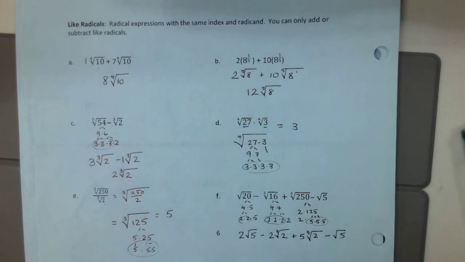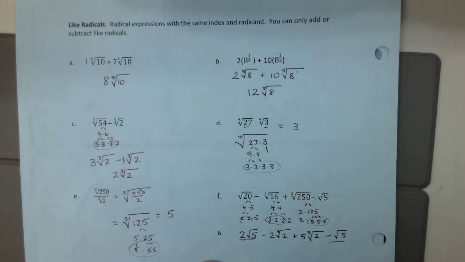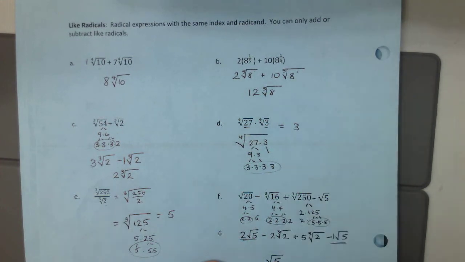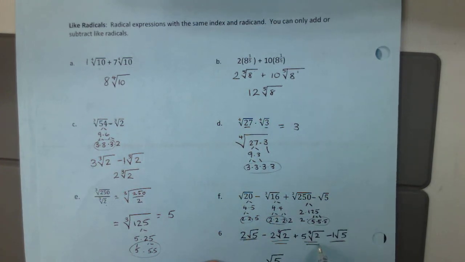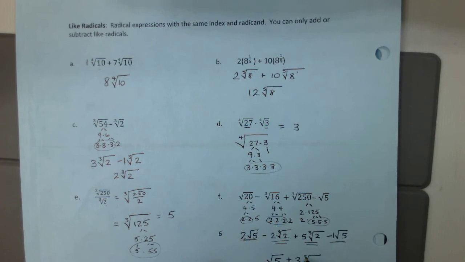So now that I've gone through and simplified everything, I've got a square root of 5 and I've got a square root of 5. Those are like each other. And again, you don't see a number in front, so there's a 1. So this is 2 minus 1. That would be 1 square root of 5 if I combine those. And then these are like each other. They're cubed roots of 2. So this is a negative 2 plus 5. That's a positive 3 cubed roots of 2.